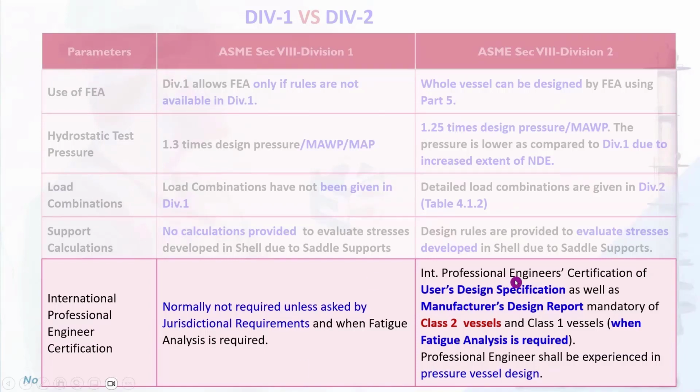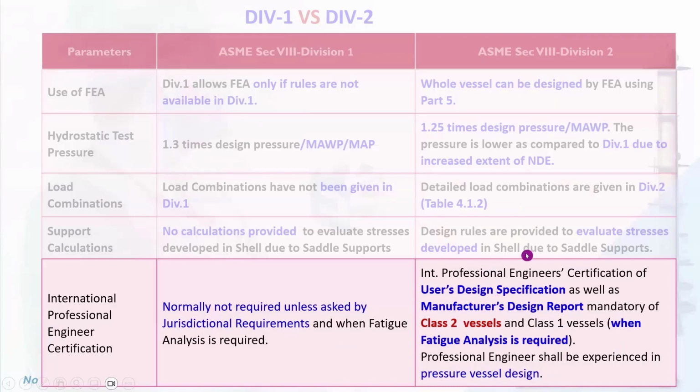So for UDS purposes, you have to have the stamping done by the professional engineer. And if a fatigue analysis is required, then even your design calculation reports are also to be stamped by the professional engineer. So a professional engineer can be required at two times. One, when there is a fatigue requirement, then the UDS is also required to be stamped by the PE. And if the manufacturer's design report, including the fatigue analysis, is there, that is also to be stamped by the PE.